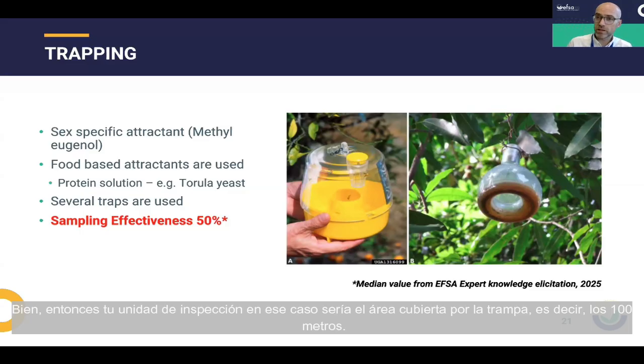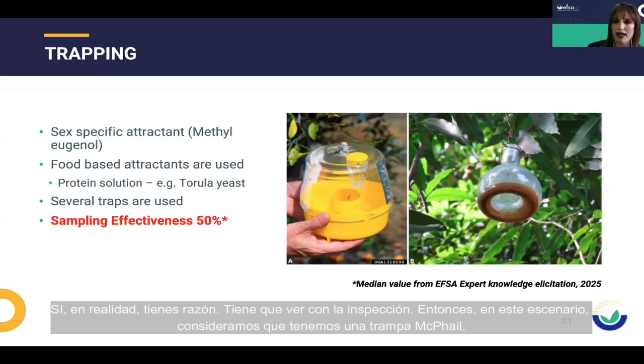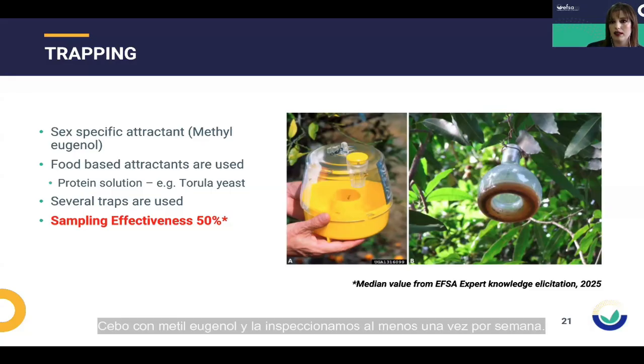Yeah. But what else does it assume? Because it might depend on how often you check the traps. What else is this number based on? Yes, actually, you are right. It has to do with the inspection. In this scenario, we consider that we have one McPhail trap baited with methyl eugenol, and we inspect at least once per week.